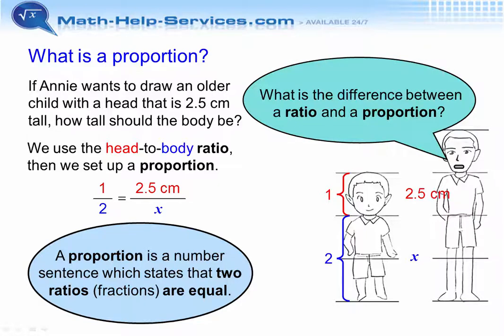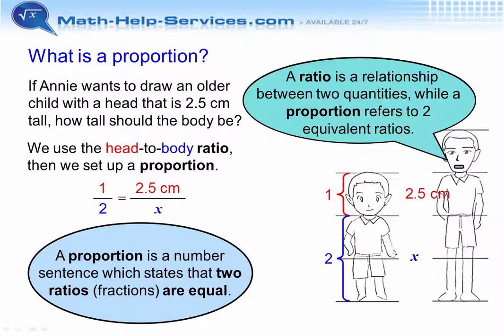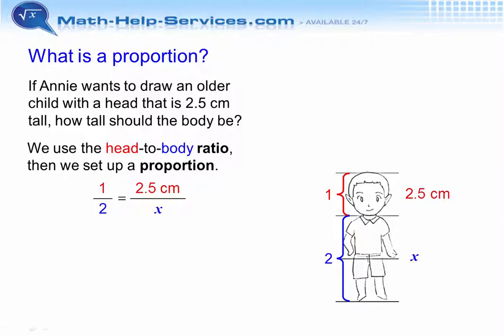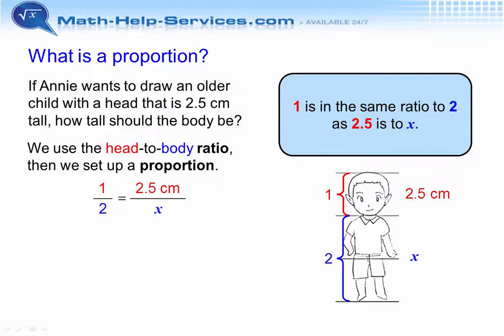What is the difference between a ratio and a proportion? A ratio is a relationship between two quantities, while a proportion refers to two equivalent ratios. 1 is in the same ratio to 2 as 2 5/10 is to x.